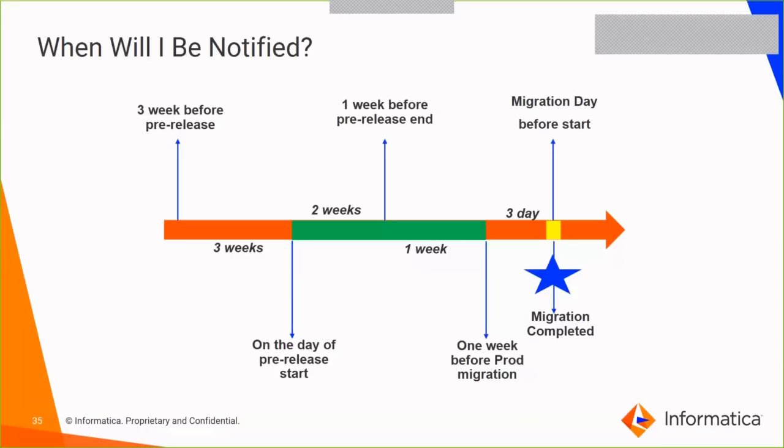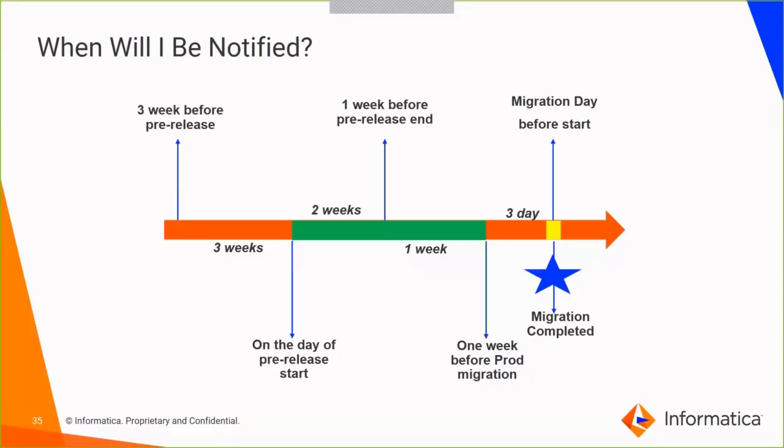No one should be logging into the orgs and making any metadata changes. And as part of the production migration, your ICS org will move into our IICS production environment, and your agents will get upgraded automatically into the IICS. After the migration is complete, you should be able to run your jobs without any further intervention in 99% of the cases.